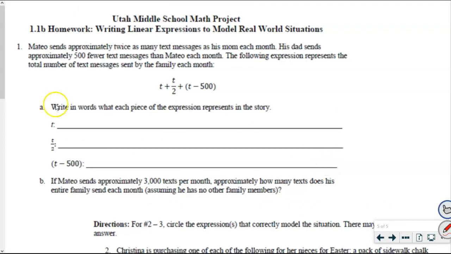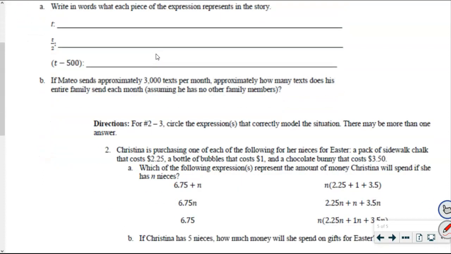Here is your homework. 1.1b. Very, very similar to what we've done in class. You're just breaking down each piece. So what does the t mean? What does a t divided by 2 mean? What does a t minus 500 mean? Once you can figure out what each part of that expression means as it relates to the story, it makes everything make a lot more sense.